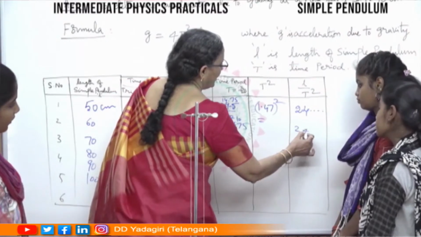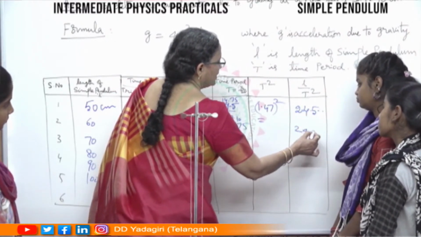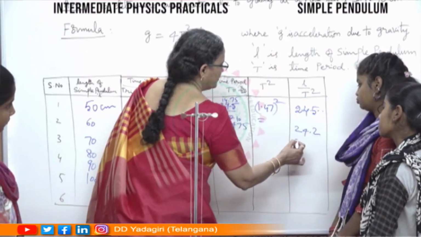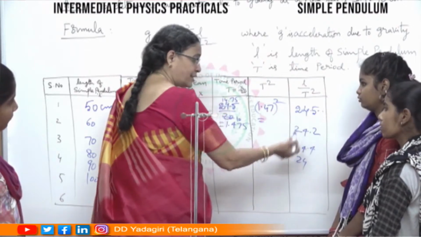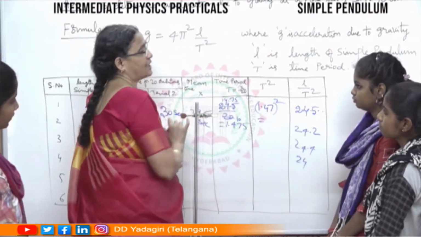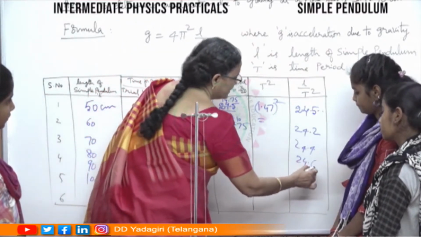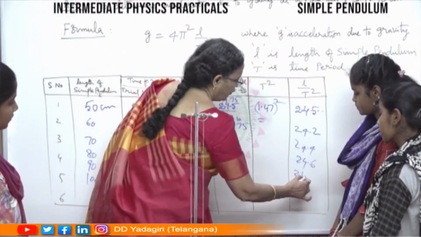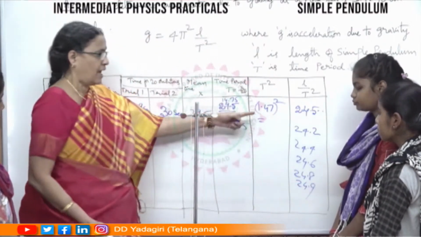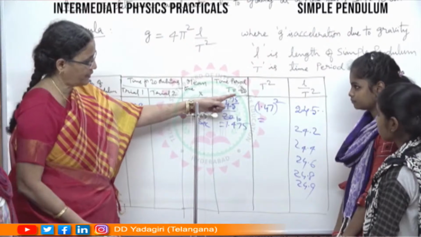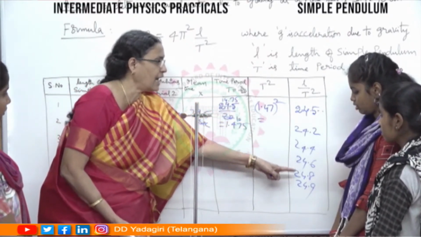Okay? So, like that, you are going to take 6 values. Say for one I got, roughly I am writing 24.5, another one 24.2, 24.4, 20. Length may increase. If length increases, time also increases. Yeah. Okay, there are 24.6, 24.8, 24.9. Like that, I'm taking readings for 50, 60, 70, 80, 90, 100 centimeters.